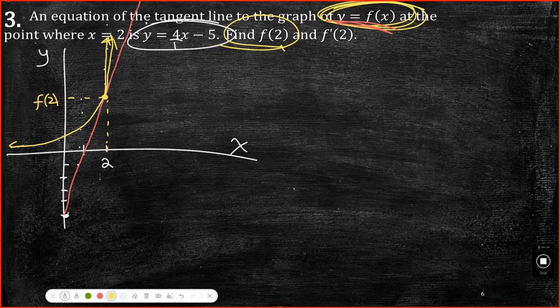Don't they share the same output? Both this red line and the curve, whatever this curve is, we don't care about what the curve is, but we do have the line here. Just plug into the line to find the output, because they share the same output. If you plug in x is 2, 4 times 2 is 8, 8 minus 5 is 3. Easy, f of 2 is 3.